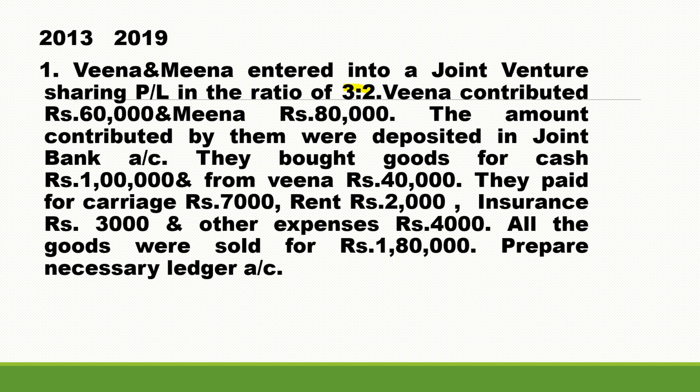Veena and Meena entered into a joint venture sharing PL in the ratio of 3:2. So profit sharing ratio is 3:2. That means 3 by 5, 2 by 5. So the profit of joint venture has to be distributed between Veena and Meena in the ratio of 3:2.